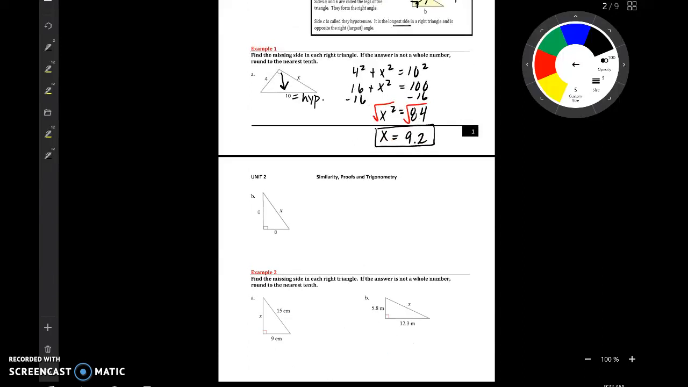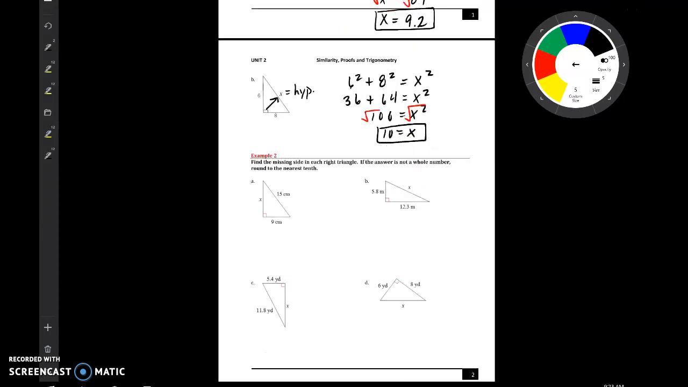All right, part B. Identifying where the hypotenuse is. The hypotenuse is now the unknown, so I know that's what I have to set my equation equal to. Leg squared plus leg squared equals hypotenuse squared. 6 squared is 36. 8 squared is 64. Okay, when I combine like terms, I get 100 is equal to x squared. Taking the square root of both sides, the length of my hypotenuse is 10.